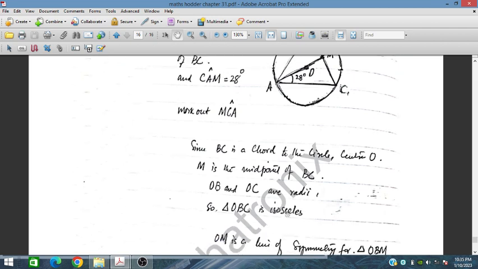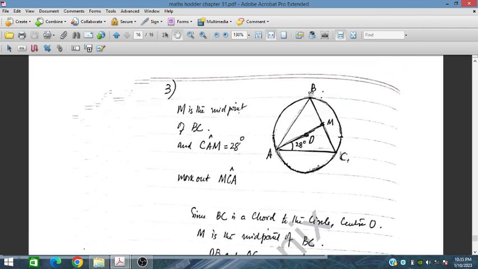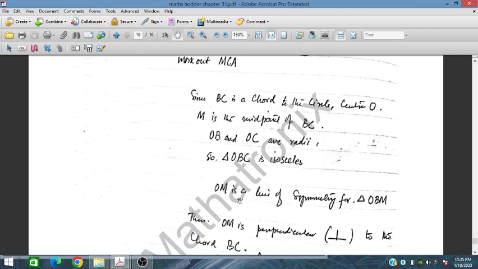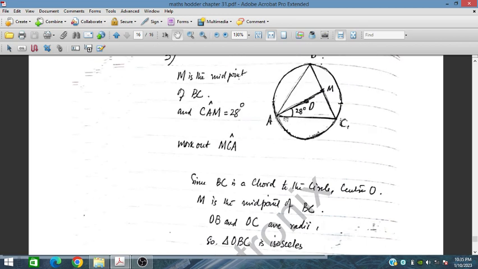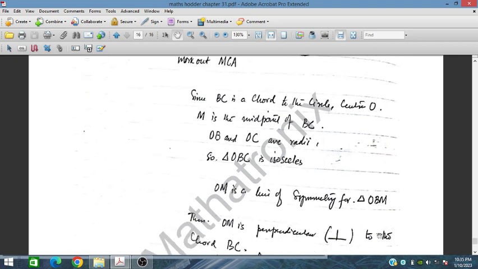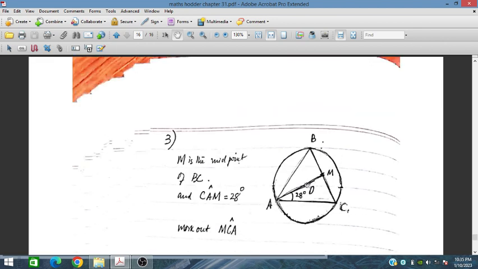So OBC is isosceles. This triangle OBC is isosceles because this length and this length are radii, and this is a chord. OM is a line of symmetry for these two triangles OBM and OCM. So OM is perpendicular to the chord BC.